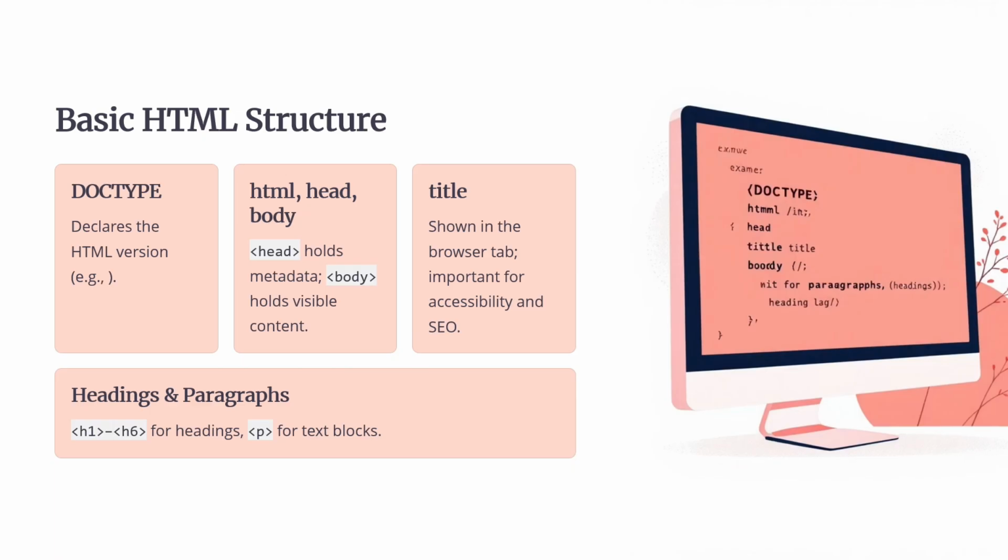So what is the basic structure of HTML? Every HTML page starts with a document type. Then we have the HTML tag. Inside this HTML tag, we have two main sections. One is the head section, where the title and metadata are stored. The second is the body section, where the data is presented. For example, h1 is used for headings and p is used for paragraphs. This forms the skeleton of any web page.